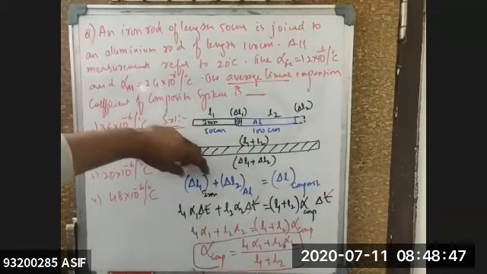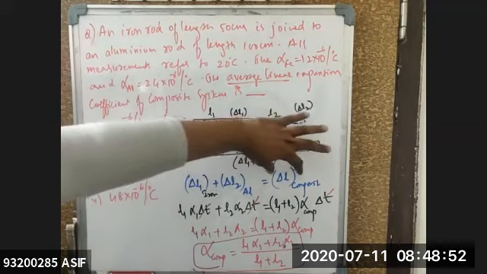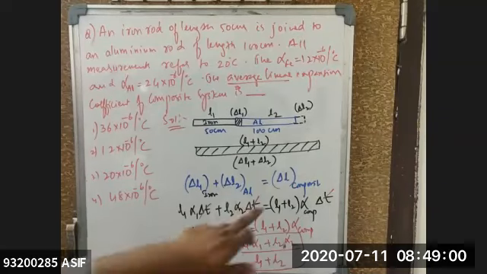That is the reason I told you right now. Expansion of your iron plus expansion of your aluminium must be equal to the total expansion of your composite system. Right? Is this point clear for everyone, beta?